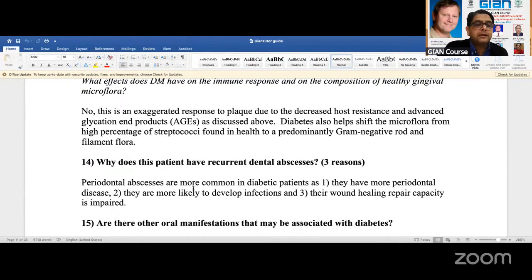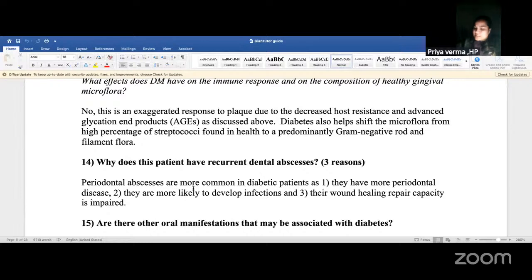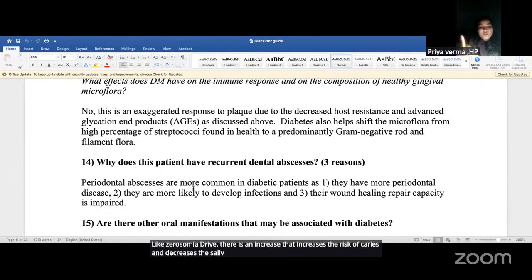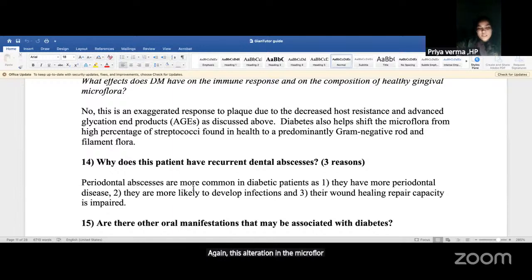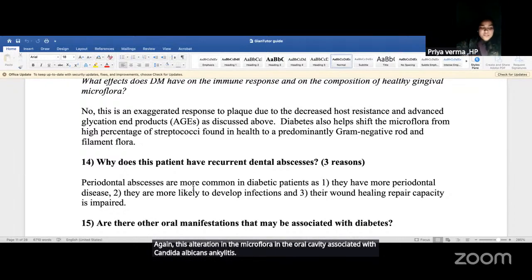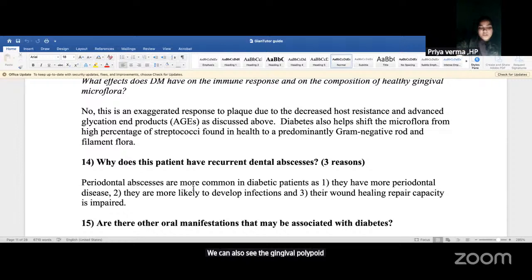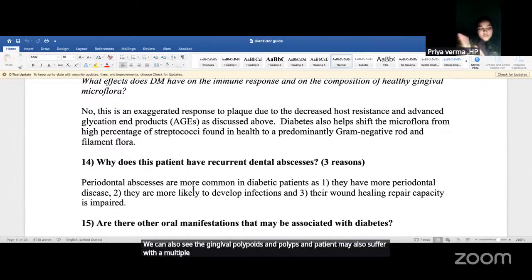Has to be answered by Atal Medical University, Himachal Pradesh. Yes, sir. There are further complications, like oral manifestations associated with diabetes mellitus, like xerostomia, dry mouth. That increases the risk of caries and decreases the salivary flow. Patient may also complain of burning mouth sensation, which is associated with diabetes. Again, there's an alteration in the microflora in the oral cavity associated with Candida albicans and cheilitis. We can also see gingival polyps, and patient may also suffer from multiple sinus formation here. Thank you.